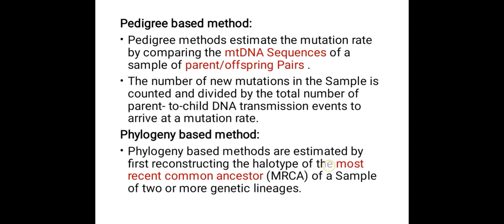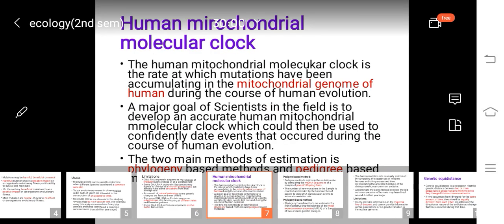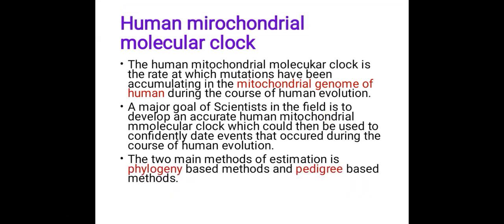Next, the human mitochondrial molecular clock. The human mitochondrial molecular clock is the rate at which mutations have accumulated in the mitochondrial genome of humans during the course of human evolution. A major goal of scientists is to develop an accurate human mitochondrial molecular model, which could then be used to confidently date events that occurred during the course of human evolution.